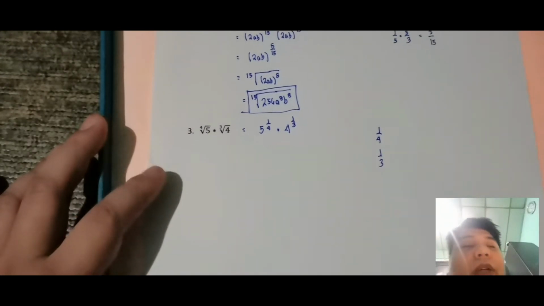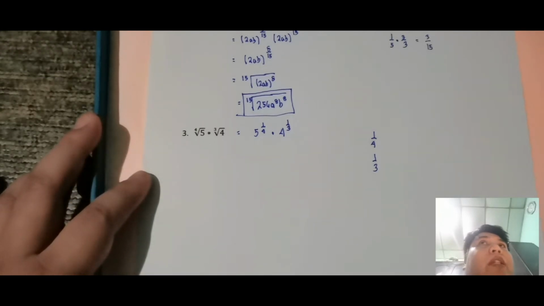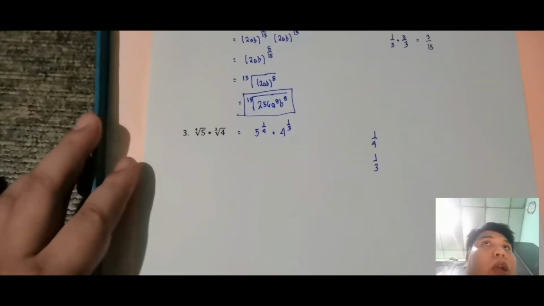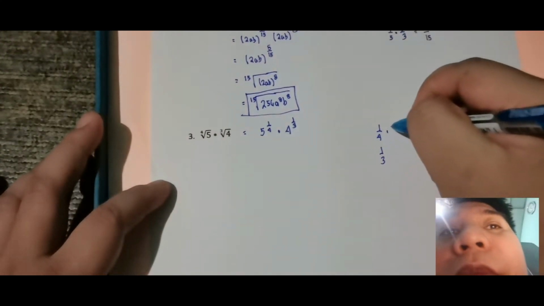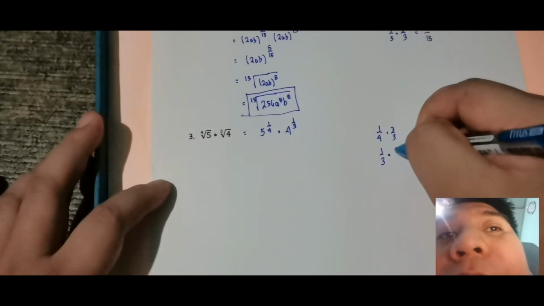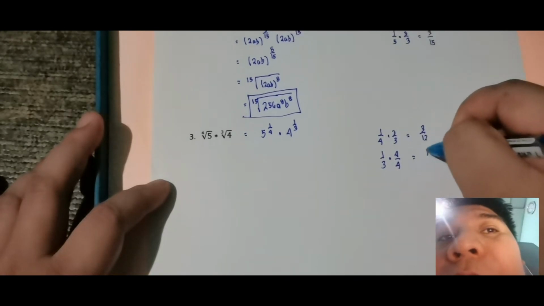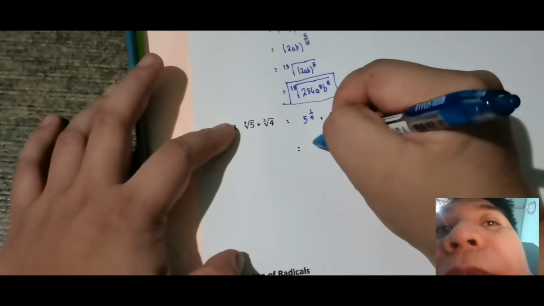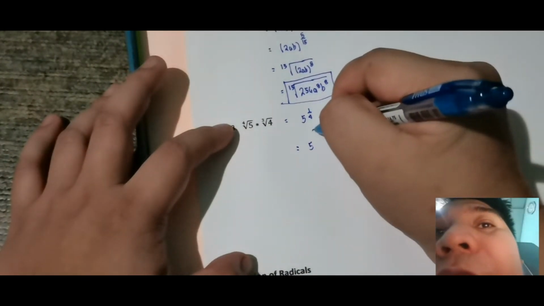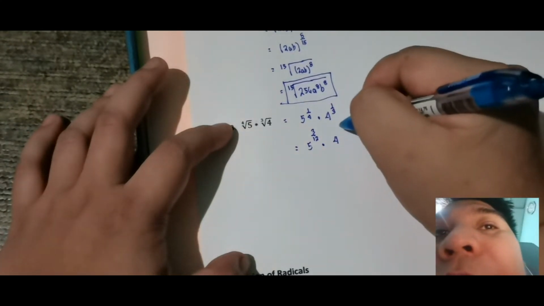Okay, then syempre aware kayo na ang LCM ng 4 and 3 is 12, tama? Kasi 4, 8, 12, 3, 6, 9, 12. Doon sila nag-meet. So, i-multiply natin ito sa 3 over 3, ito sa 4 over 4. So, this is simply 3 over 12. This is 4 over 12. Okay, so that is equivalent sa 5 raised sa 3 over 12 multiplied by 4 raised sa 4 over 12.